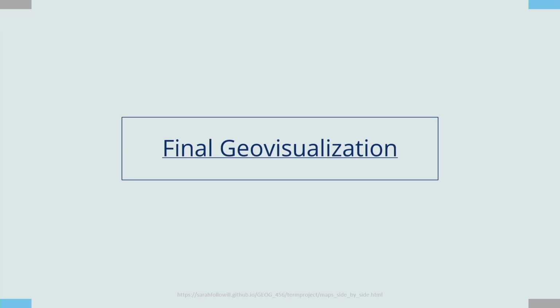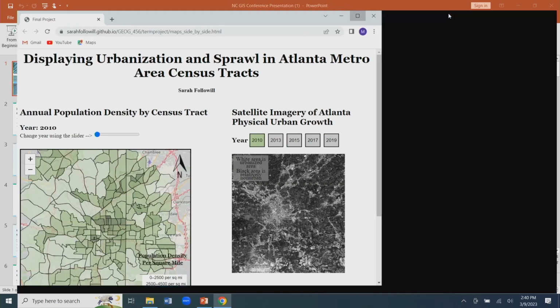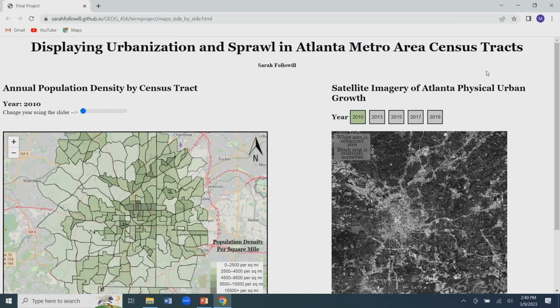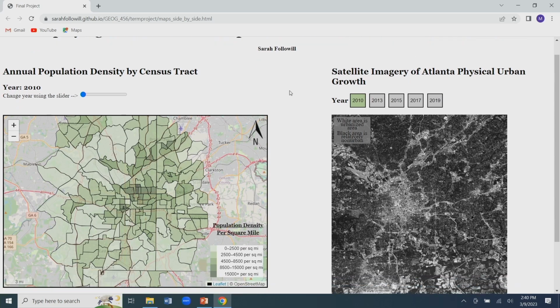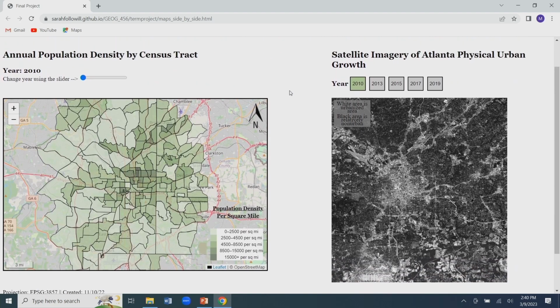So my final geovisualization is a web-based geovisualization, the website that I coded, so I'll pull that up. So here it is, displaying urbanization and sprawl in Atlanta metro area census tracts. So here you can see my 2 different map elements. They are interactive, which is something that I wanted to portray in my website.